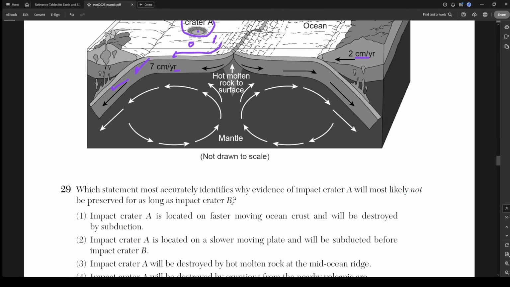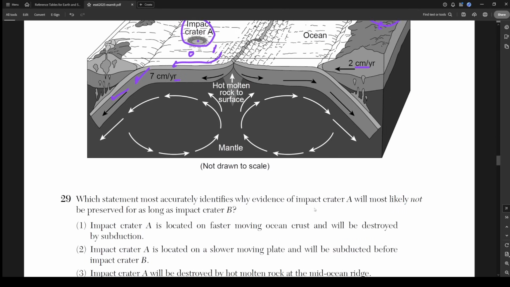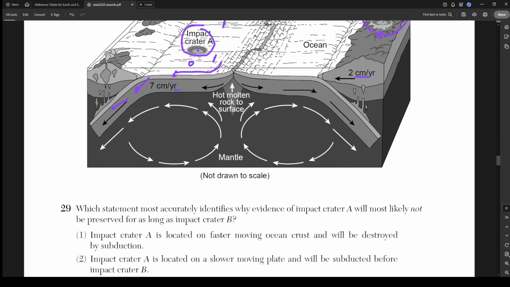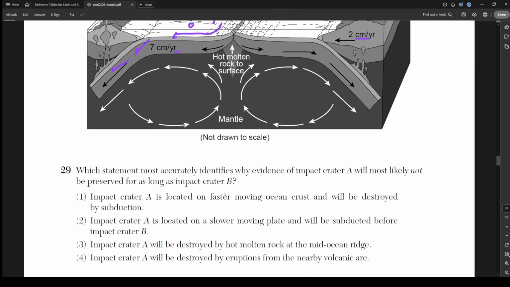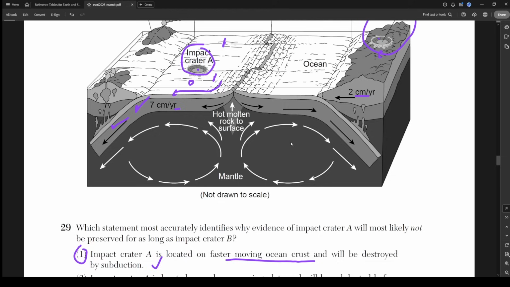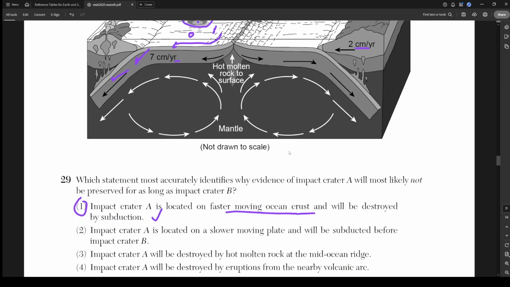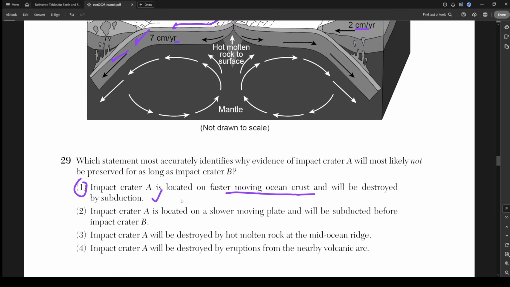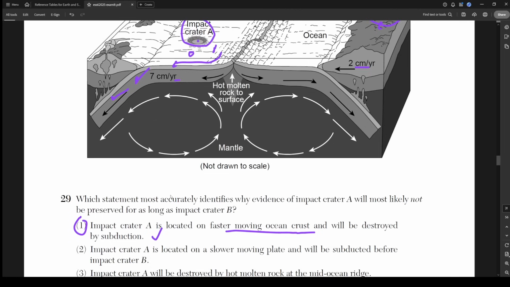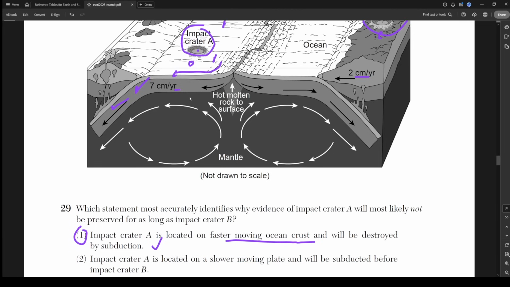Okay, which statement most accurately identifies why evidence of crater A will most likely not be preserved for as long as B? We just said it. Impact crater A is located on a faster moving ocean crust, will be destroyed by subduction. That's literally the answer. So I was able to just get that by looking at the chart, but again, I have like crazy background knowledge, so you might not have gotten that, but based on reading that sentence, you could have seen that be the case.